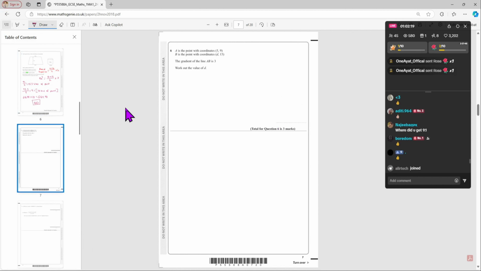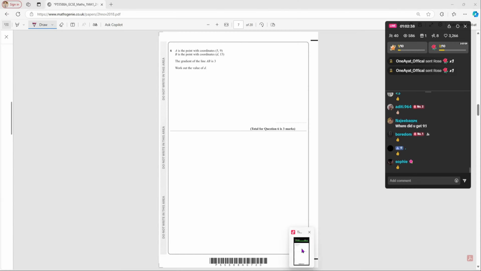We have A is the point with coordinates 5, 9. And then B is the point with the coordinates D, 15. The gradient of the line AB is equal to 3. Work out the value of D. So to work out the value of D, we have to use the formula of the gradient.